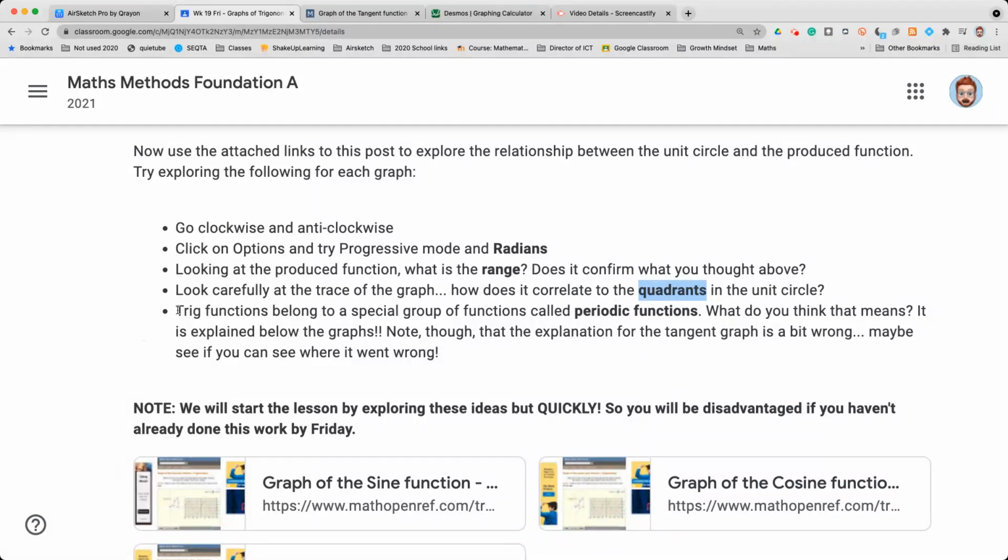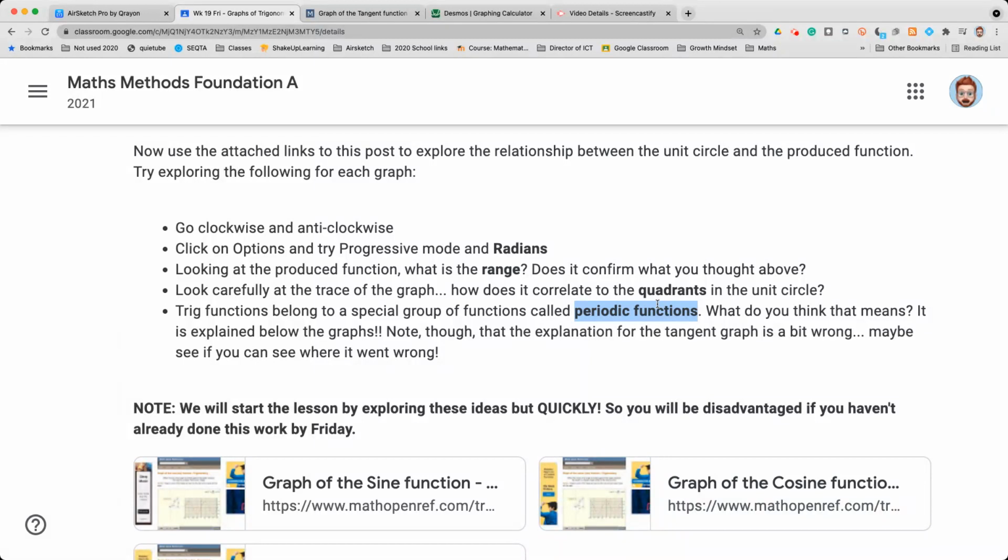And here's the thing that I want to focus on for the final part of the lesson. Trig functions belong to a special group of functions called periodic functions. And that means that it repeats after a certain length of the domain. Now, that certain length of the domain is called the period of the function. Okay, so if I said to you, what's the period of sine? The answer is 2 pi, or 360 degrees.